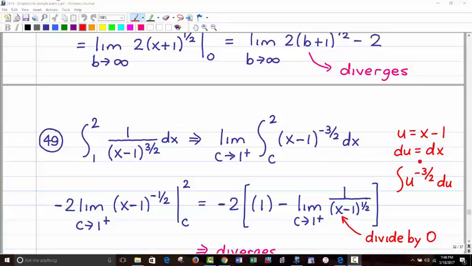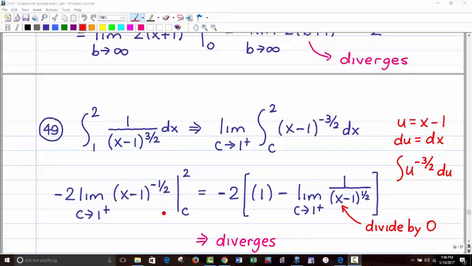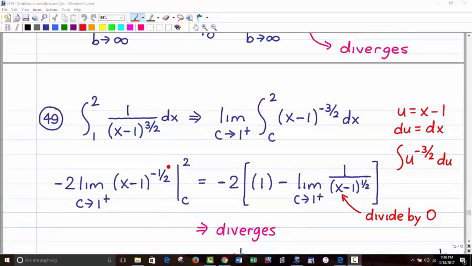This time I actually worked out the u substitution real quick, but it was pretty easy. So you get u to the minus 3/2, which if you do the power rule, you do negative 3/2 plus 1, over negative 3/2 plus 1, which would give you a negative 1/2 in the denominator, which flips over and becomes negative 2. And then you have x minus 1 to the negative 1/2. So you put in 2, and you get 2 minus 1 to the negative 1/2, which is just 1. But you still have the negative 2 on the outside.